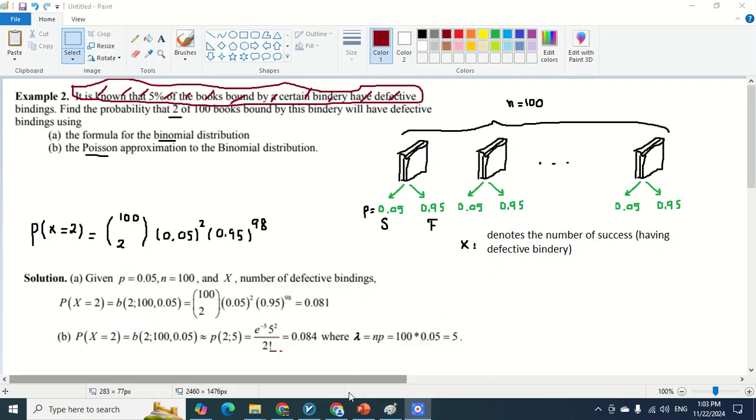The result can be calculated as follows. I put the solution here and calculated the value of the binomial and Poisson distributions, and as you can see, the value is 0.084 for the Poisson and 0.081 for the binomial distribution. It means that they are very close to each other. As the probability of success tends to 0 and the number of trials tends to infinity, this value will be more accurate. So you can see the value of these two distributions based on our discussion.